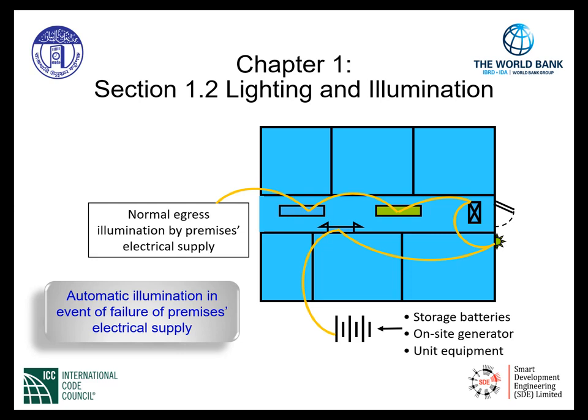We have an automatic illumination in the event of failure by means of an emergency electrical system, whether it's storage batteries, on-site generator, or the batteries located within the unit. We properly call these unit equipment when each unit has its own battery supply. The duration of the illumination after failure of the primary power supply must be not less than 30 minutes.